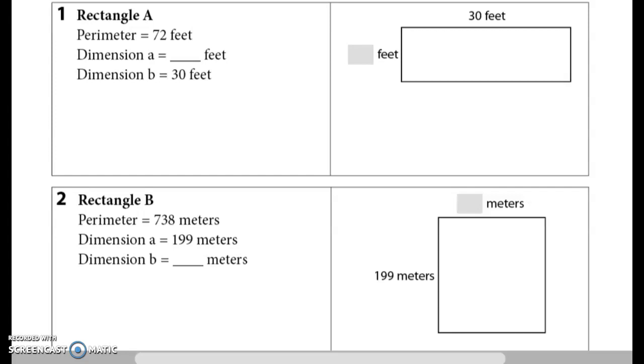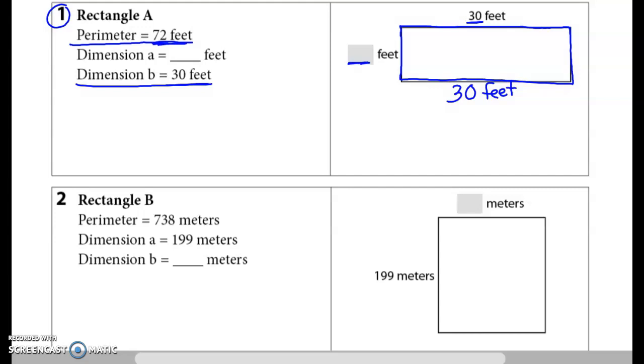So to review, let's look at problem number 1 here with rectangle A. We are given the perimeter, and we know that equals 72 feet. So that means if we were to build a fence around this rectangle, the total distance around the outside is 72 feet. We were given dimension B, which is 30 feet. And if this is 30 feet, this side is also 30 feet. They are congruent in length, or the same length. So what we need to determine is our dimension on the side.